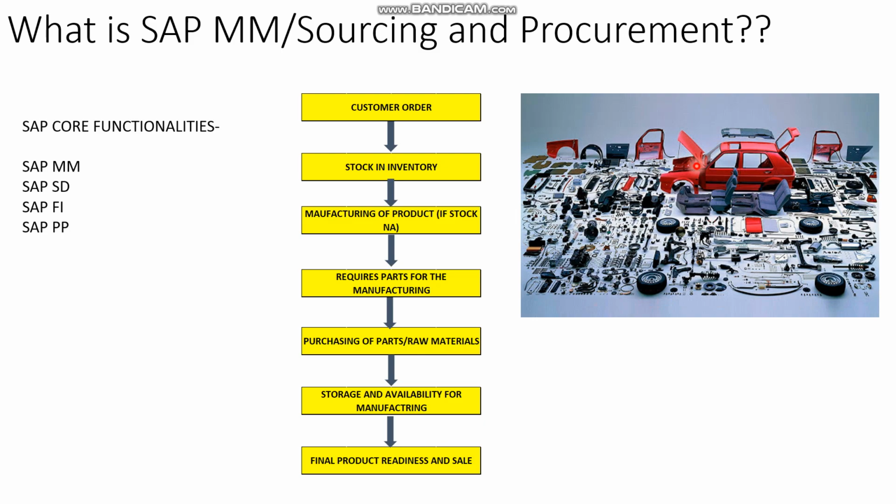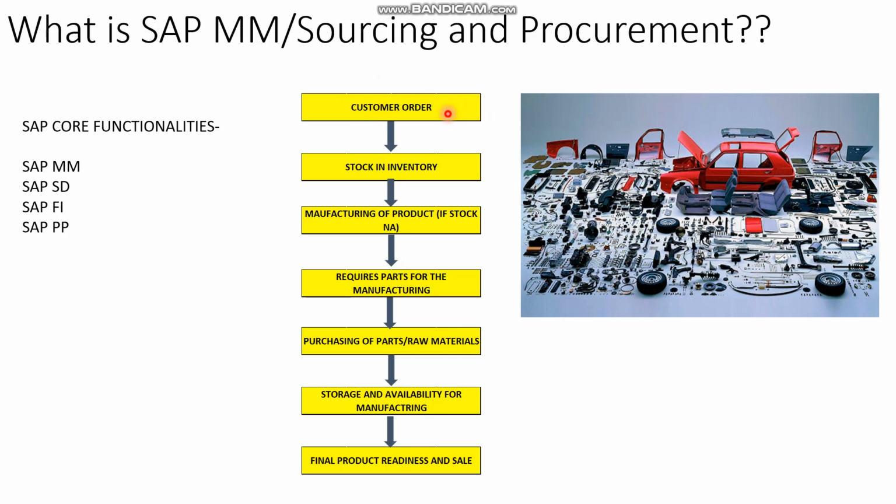For producing the body, they will require raw material. The raw material will be purchased by our purchasing department, stored in the facility, and then made available for the manufacturing of the final product. Once the final product is ready, it will be sold to the customer. This is the general process from customer order to sale of the product. You can see it includes different departments.